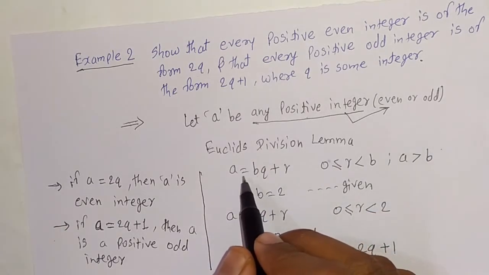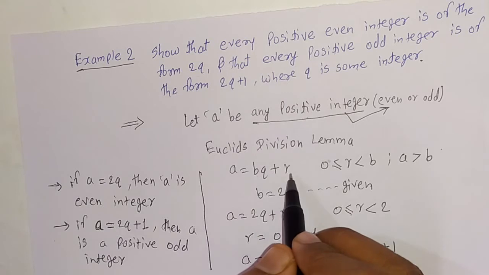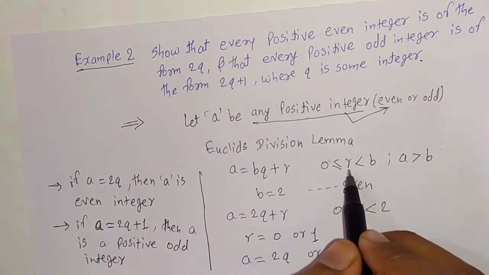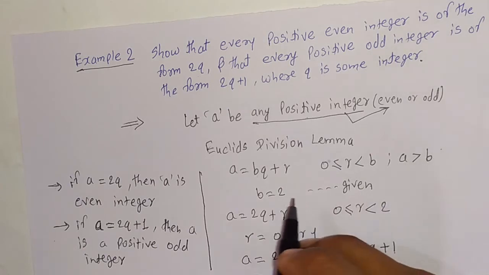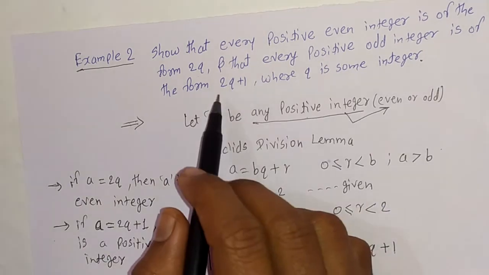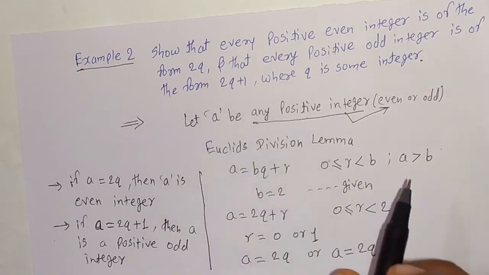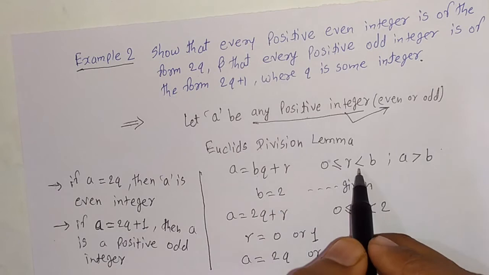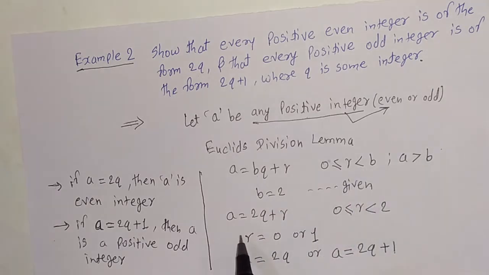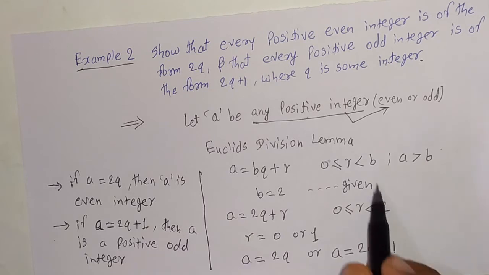What is Euclid's division lemma? a equal to bq plus r, 0 less than or equal to r less than b. a has to be greater than b. The value of b is already given in the problem, which is 2. So replace the value of b in this equation as well as in this condition. So what we will be getting is a equal to 2q plus r, 0 less than or equal to r less than 2. The value of b will be 2.